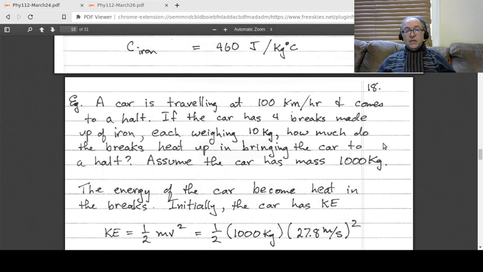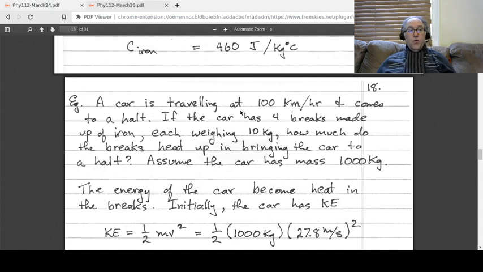If the car has 4 brakes made up of iron, and each brake weighs 10 kilograms, how much do the brakes heat up by in bringing the car to a halt? In other words, how much does the temperature increase? Okay, and let's assume that the car has a mass of about 1,000 kilograms.